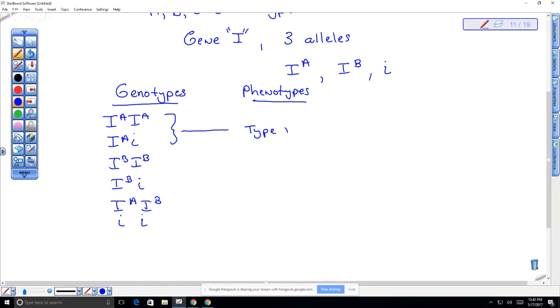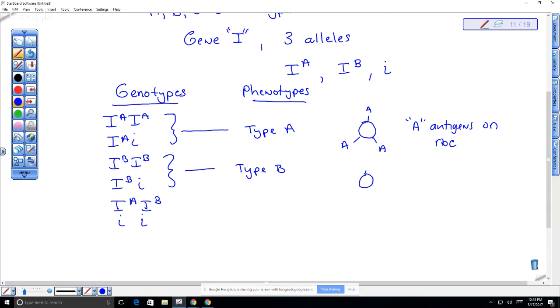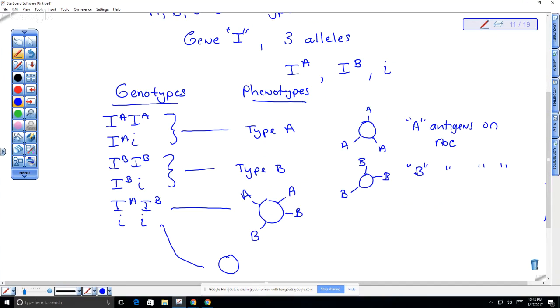So this is type A. And what that means is that on your red blood cells, you have A antigens. So I'll put RBC, red blood cell. Type B, you have B antigens only. And then obviously AB is where you have both, equally expressed, right? What about O? O is where you have none. So you'd have no A or B antigens.